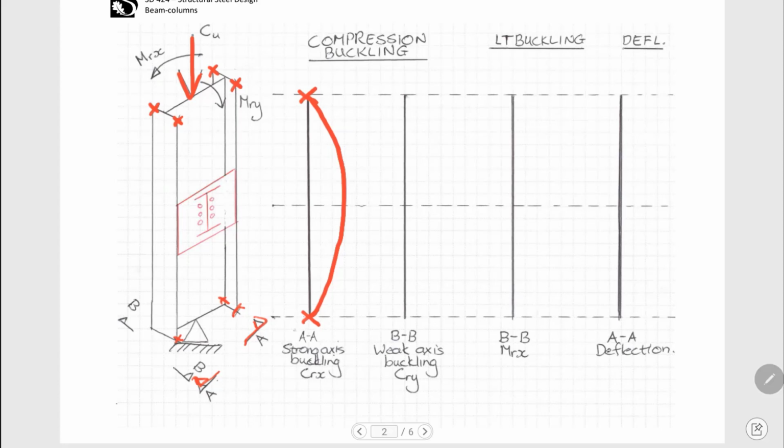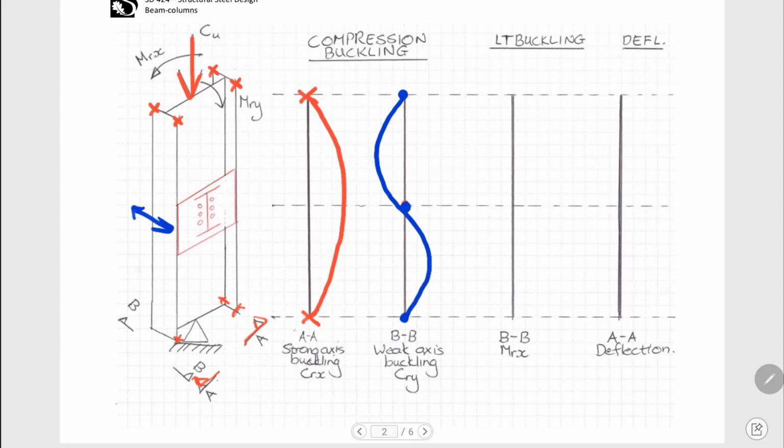But now when it comes to weak axis buckling, we're looking from BB, from the side, and we see the entire section buckle sideways. It can't move horizontally. Let's do that in another color actually. It can't move horizontally at mid-height. There. And it can't move top and bottom, so the section would buckle something like that.